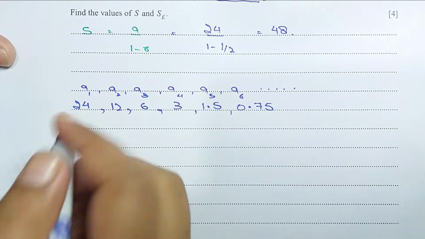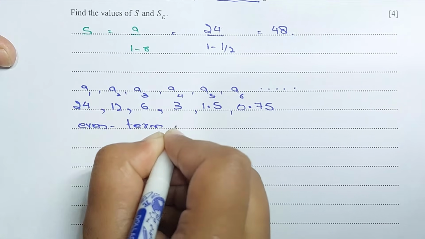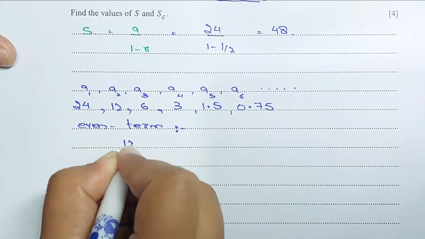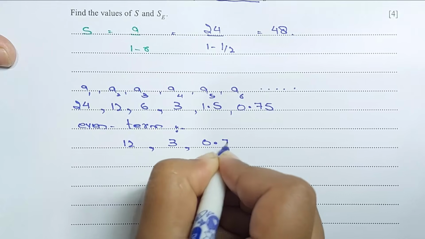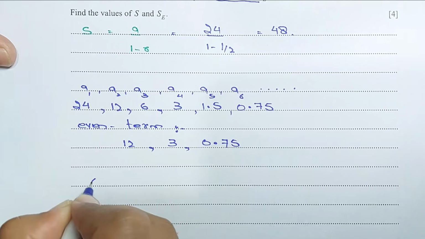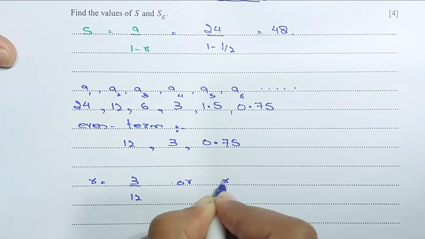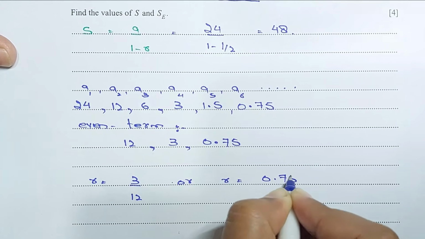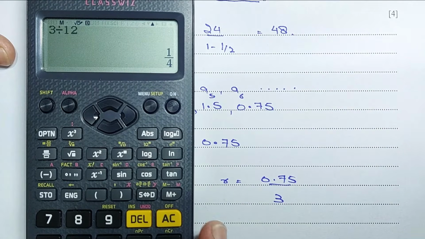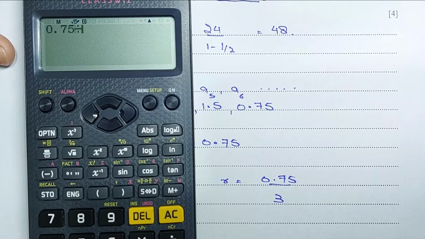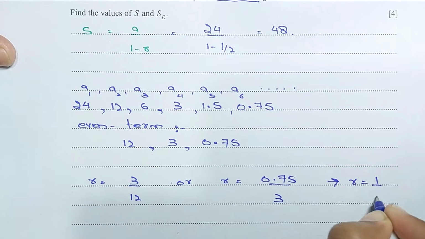Now we have to pick the even terms. What are the even terms? Even terms are a2, which is 12, a4, which is 3, and a6, which is 0.75. Let me write down the common ratio r, which is 3 by 12, or we can say r is equal to 0.75 over 3. 3 by 12 is 1 by 4. 0.75 over 3 is 1 by 4. So here r is 1 by 4.